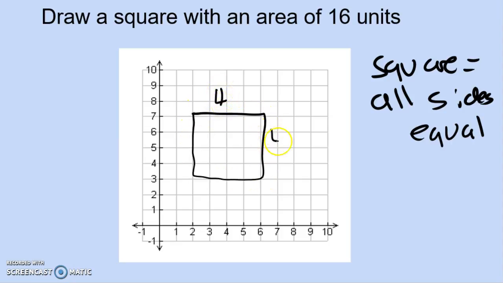It has to be a 4 by 4 square, because the area would be 4 times 4, which is 16, and all the sides are equal because all the sides are 4. That could be your only answer.